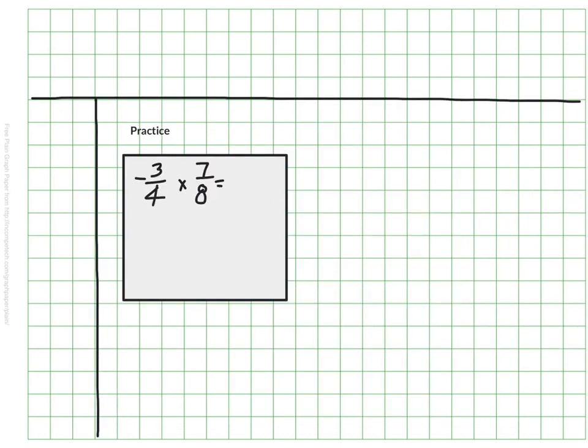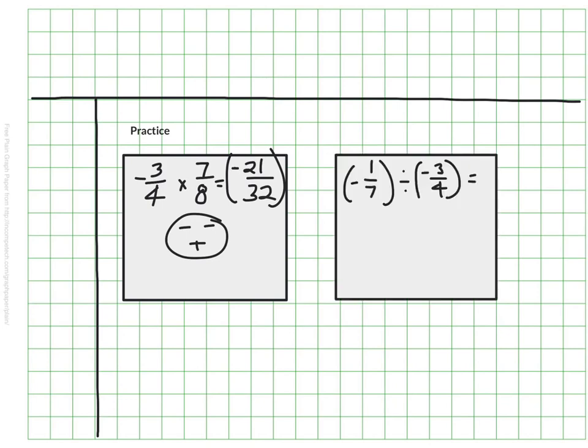So in our first practice question here, we have -3/4 times 7/8. And I would just use my multiplication algorithm as normal. So 3 times 7 is 21. 4 times 8 is 32. But then I'm trying to decide if my answer should be positive or negative. And I see that I have a negative times a positive, so my answer is going to be a negative 21/32. And there's no simplifying required on that one.